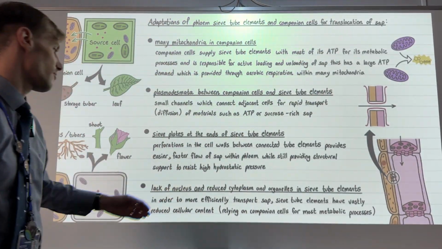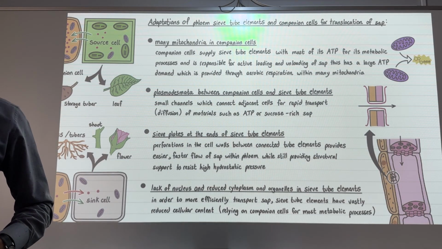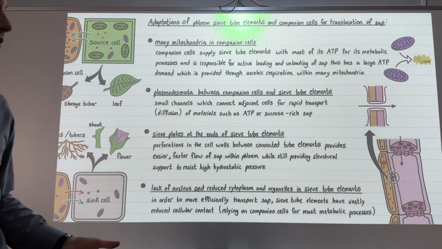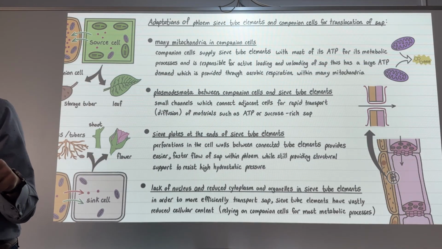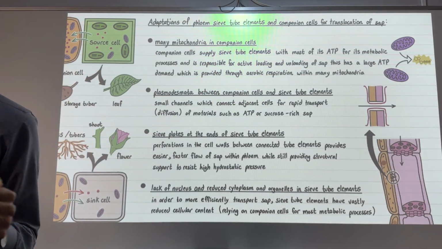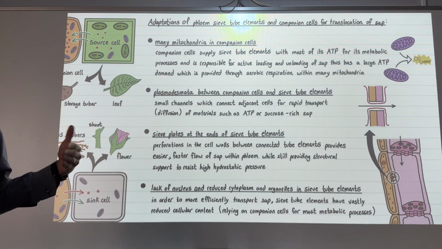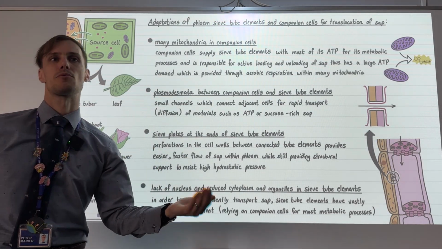And lastly, kind of the same adaptations that xylem had, this is ultimately a tube. So I want to reduce the amount of stuff in the way. So there's no nucleus, there's a vastly reduced cytoplasm, and there's a vastly reduced amount of organelles within sieve tube cells. So this again vastly promotes how efficiently I can transport sap through these cells.